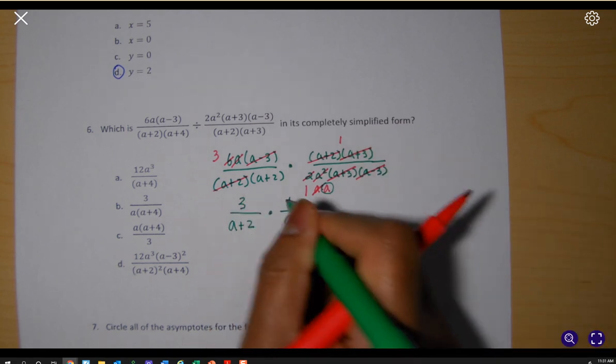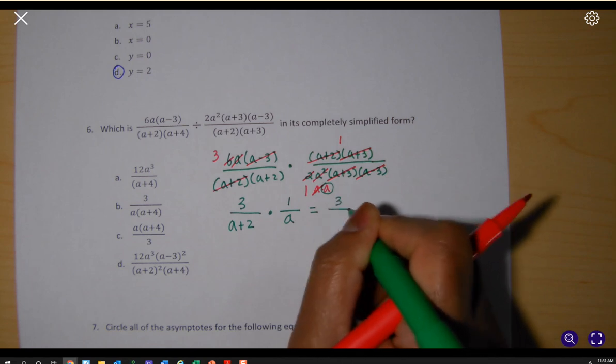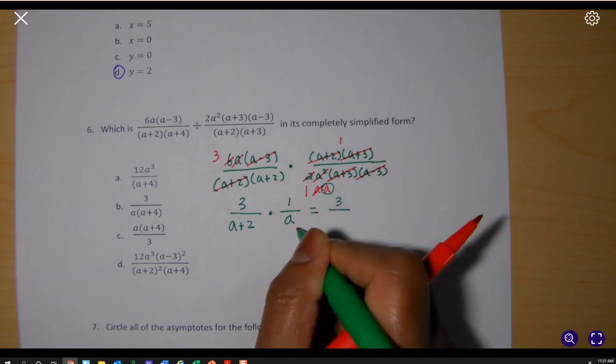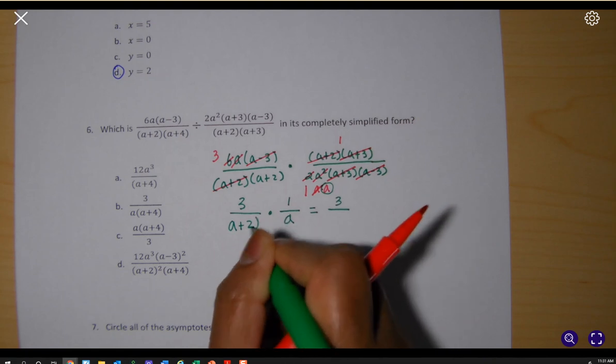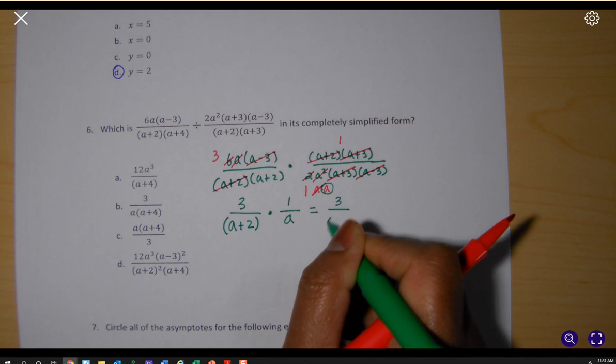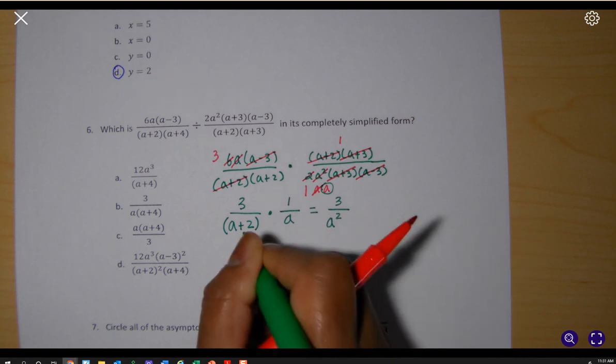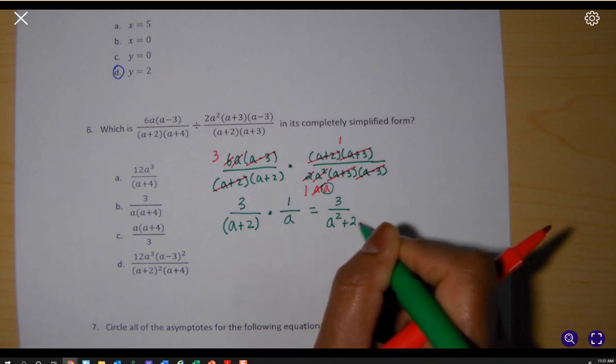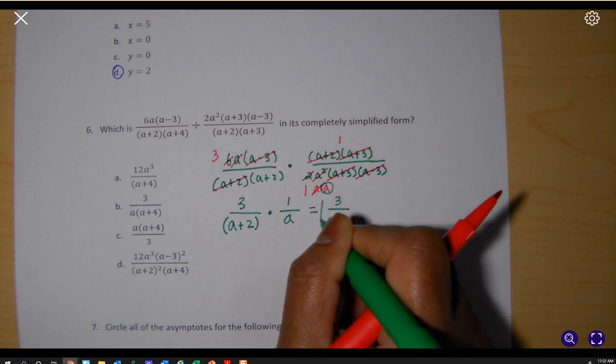So you have 3 times 1, which is 3, and then you have to multiply this. Be careful because the a has to be multiplied to everything here. So we need to distribute this. So a times a is a squared. A times 2 is 2a, and that will be my answer.